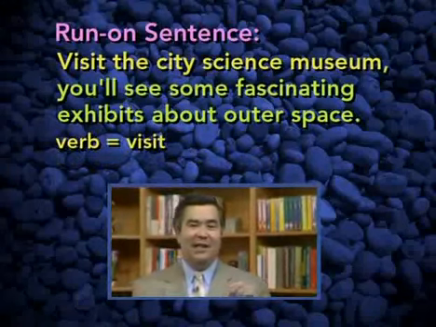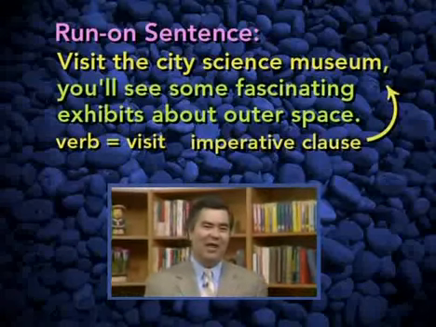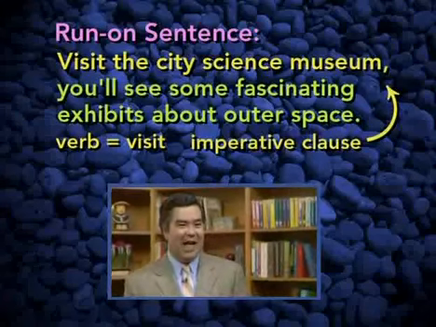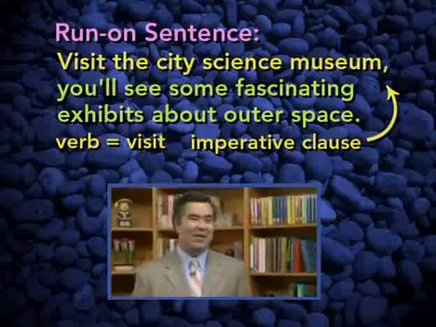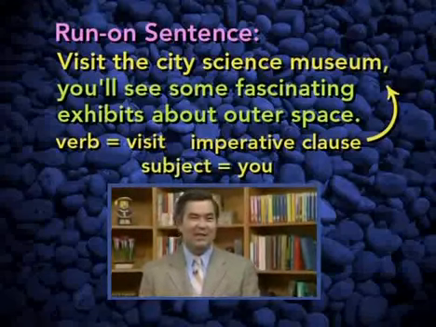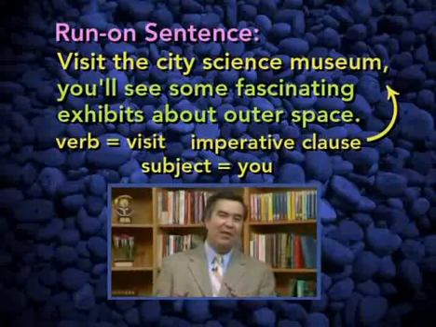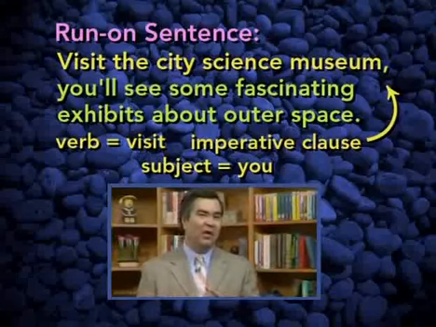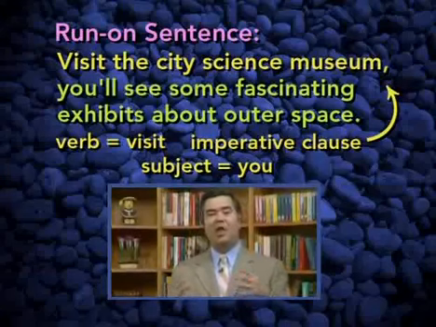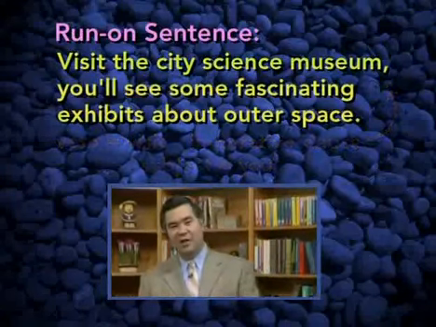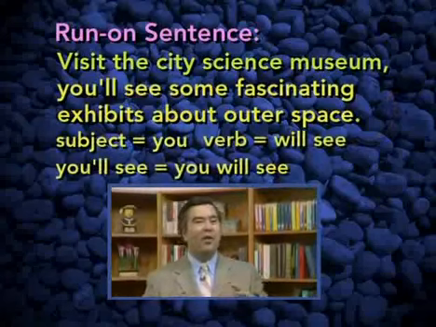This is an imperative clause, namely one that is giving you an order or a recommendation or a suggestion. And the subject doesn't appear normally in an imperative sentence. The subject is understood to be you. What this clause is saying is you visit the City Science Museum. So an imperative sentence is an exception to our rule that a subject and a verb must always appear. In an imperative sentence, the subject may be understood. In our second clause, the subject is you, and the verb is will see.